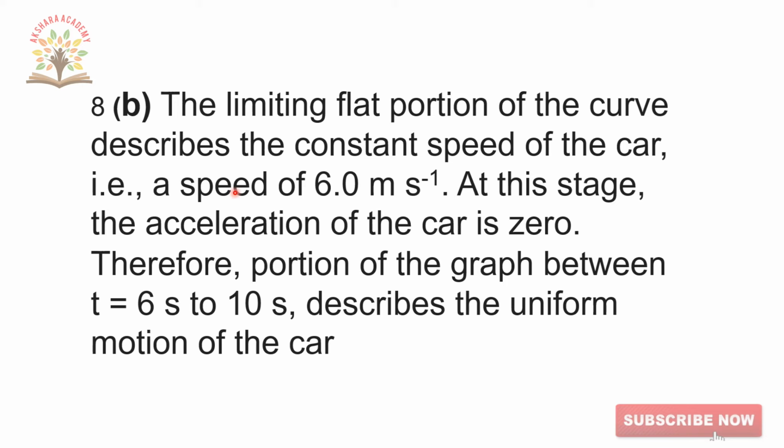This is the solution of question B. So here we are writing the answer. The limiting flat portion of the curve describes the constant speed of the car. So at a speed of 6 meters per second, from the graph we can conclude that the acceleration of the car is 0. Therefore, the shaded portion of the graph between t is equal to 6 to 10 seconds describes the uniform motion of the car.